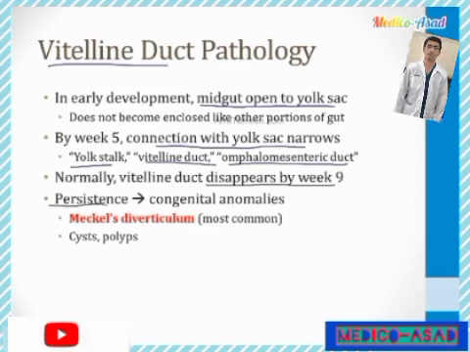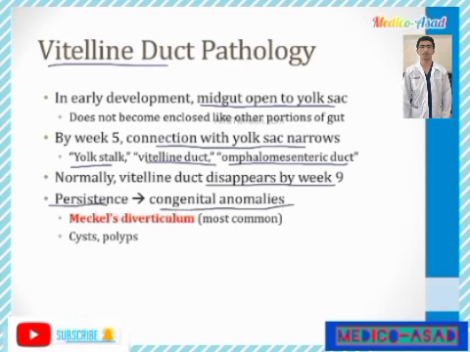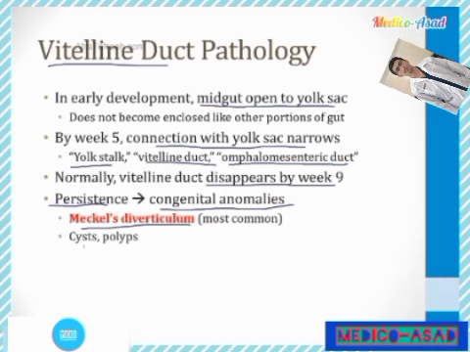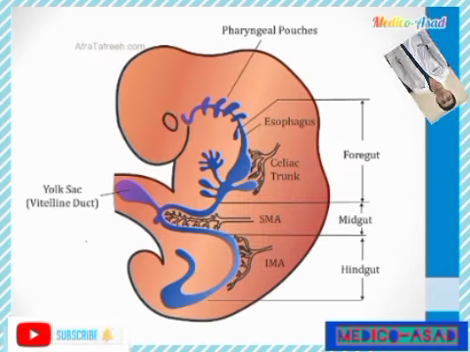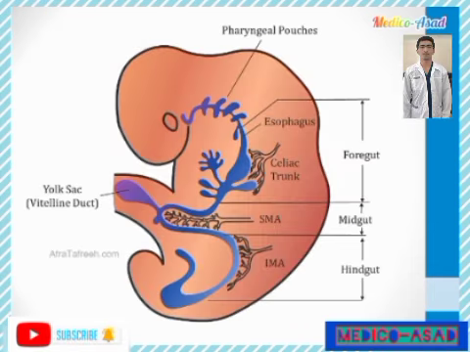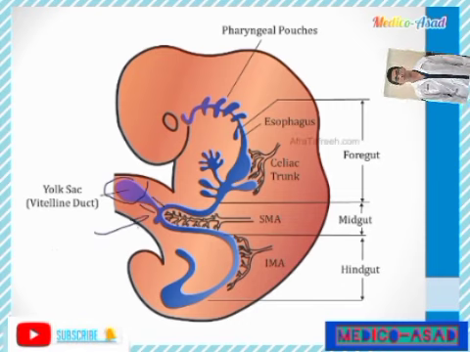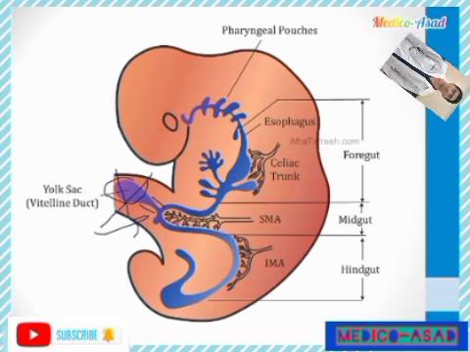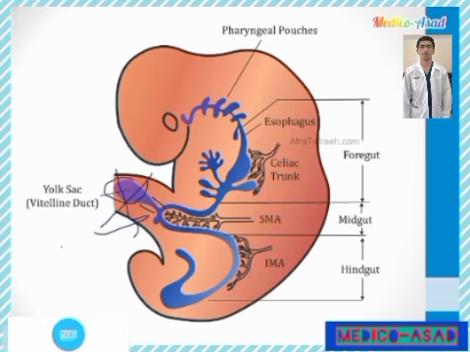If it persists for any reason, you can develop a couple of different congenital anomalies. The most common and the most important is a Meckel's diverticulum, but you can also develop cysts and polyps. If we go back to this picture here, the yolk sac has been collapsed into this small structure here, and it's got a tiny narrow connection to the midgut, and that's called the vitelline duct. And normally this whole thing is going to go away, but if it persists, you can get any of the problems we're going to talk about now.